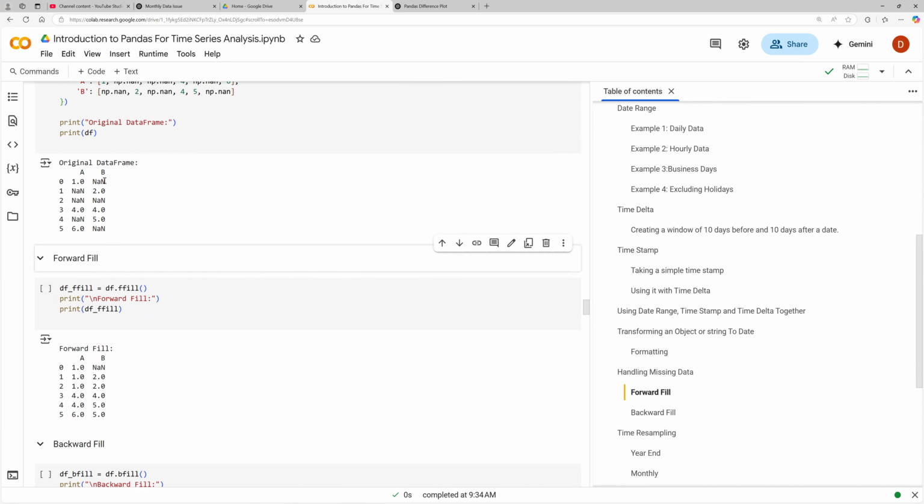Here you can't forward fill because it's the first value, but you can forward fill to this one, which is a two, and this is a five. Okay, because it forward fills at five.